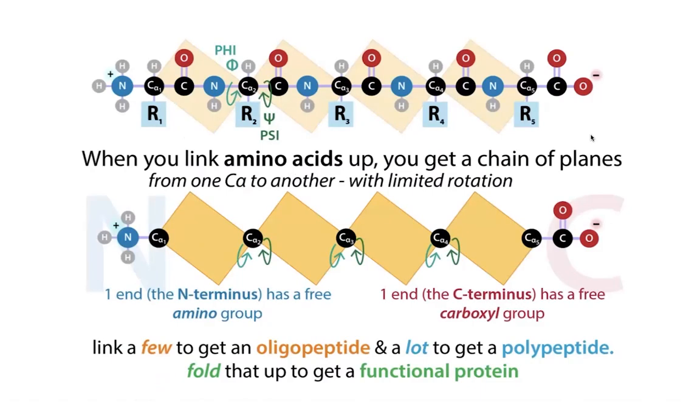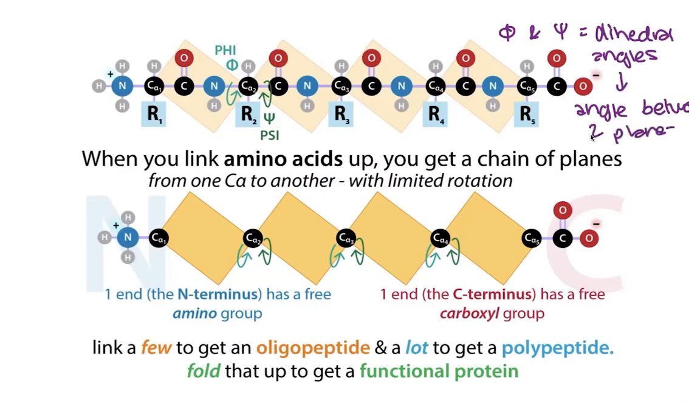And when we have these phi and psi angles, these are what we call dihedral angles. That sounds like a scary term, but basically it just means angle between two planes. So you'll see we have this chain of planes, and then we have these places where we can turn, and we can talk about them in terms of their dihedral angles.